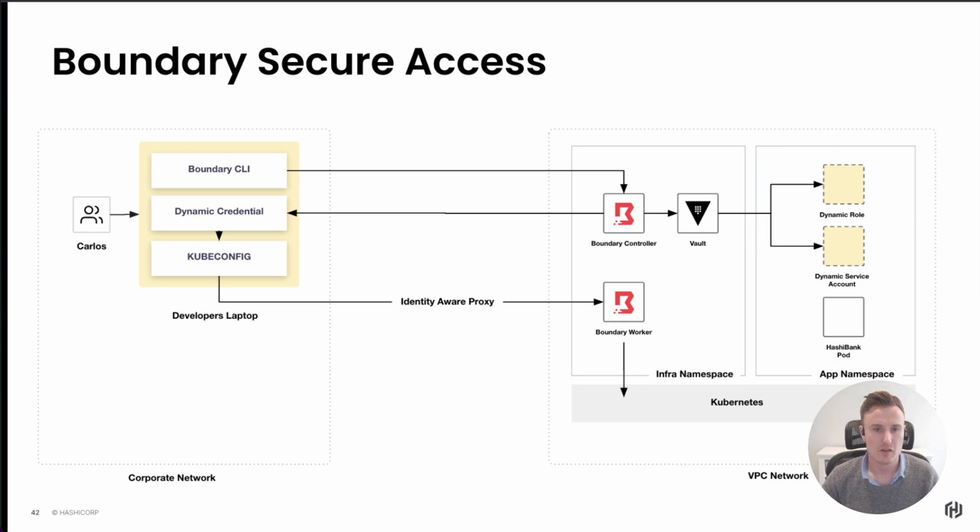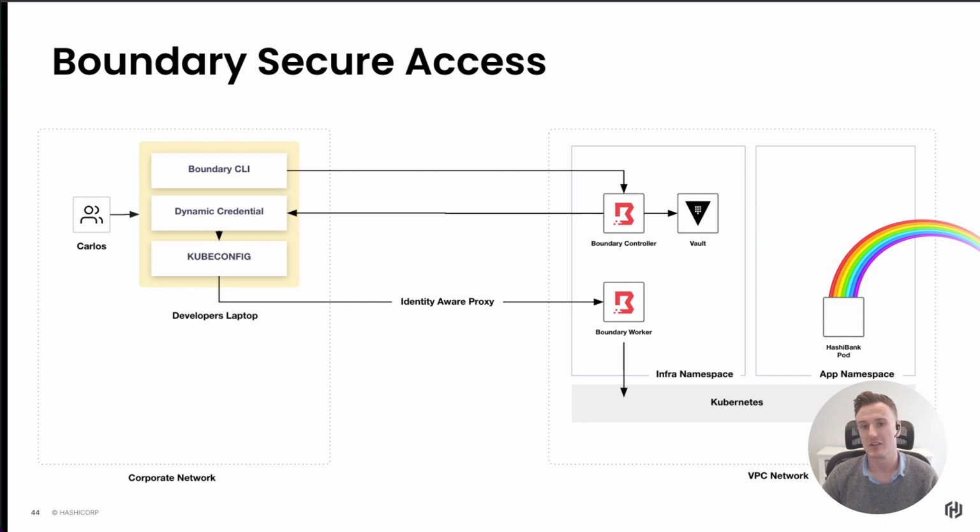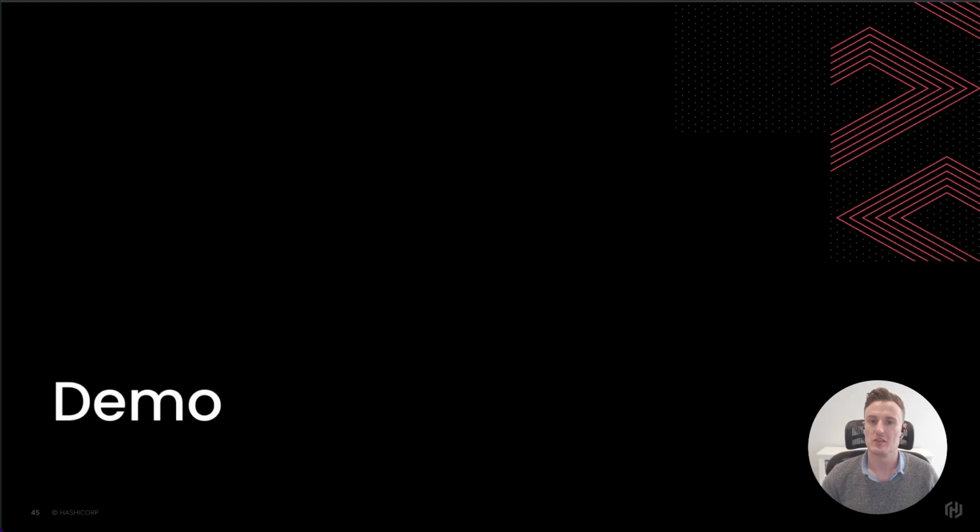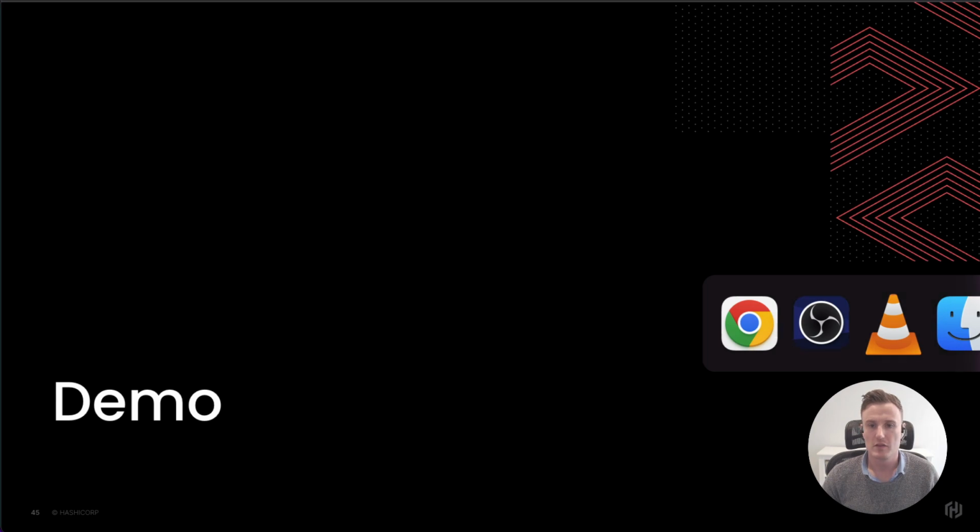So this workflow is going to allow us to use our same kubectl command to provision our HashiBank pod. And then after this is all finished, we're going to remove those two assets that we created. We're going to remove that dynamic role and that dynamic service account. So let's take a look at this workflow in action. So I'm going to jump over to my terminal.